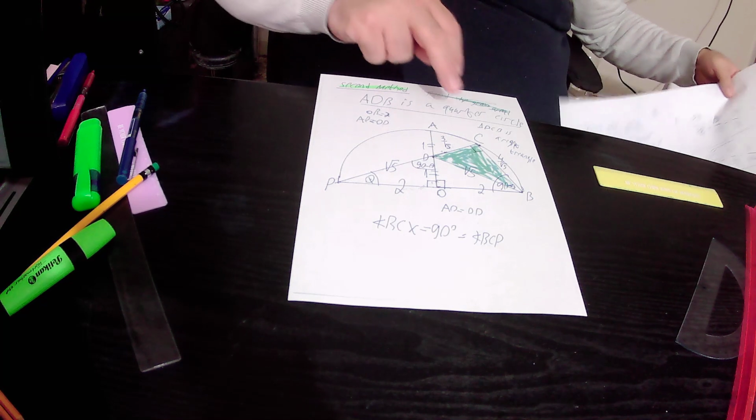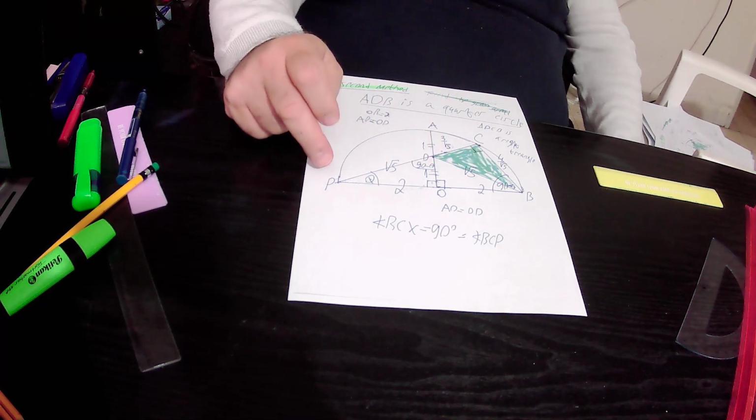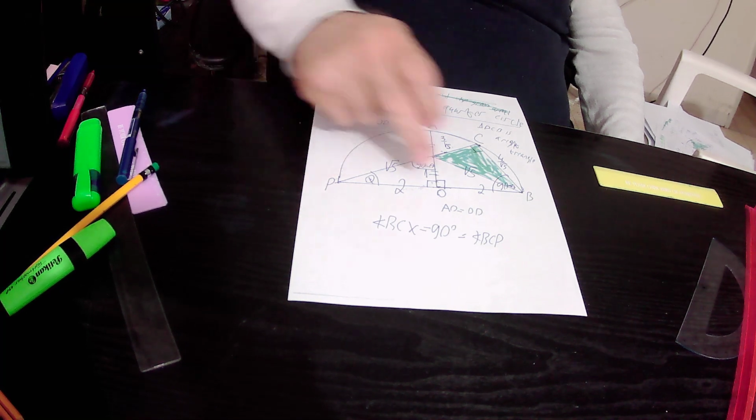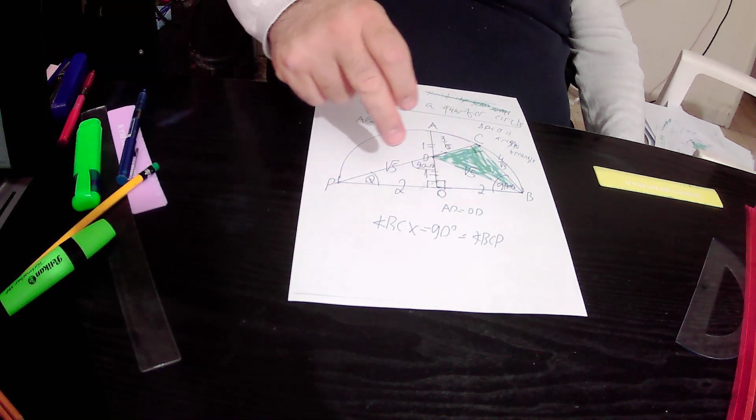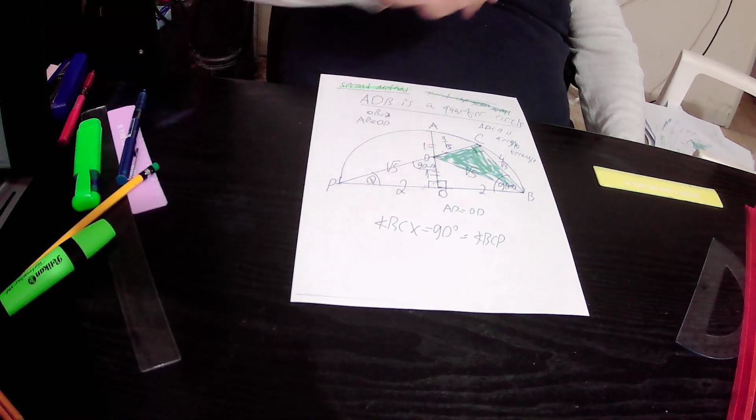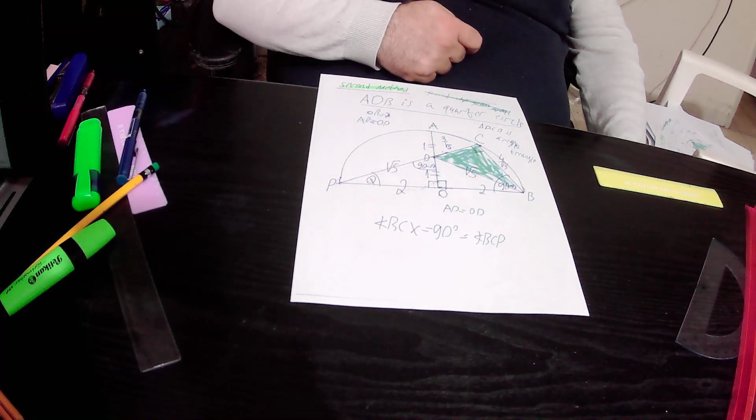Then we extended BO until it touches the semicircle at point P. O is the center of the semicircle. P is a point of the semicircle itself. Therefore, PO is the radius, that is 2.